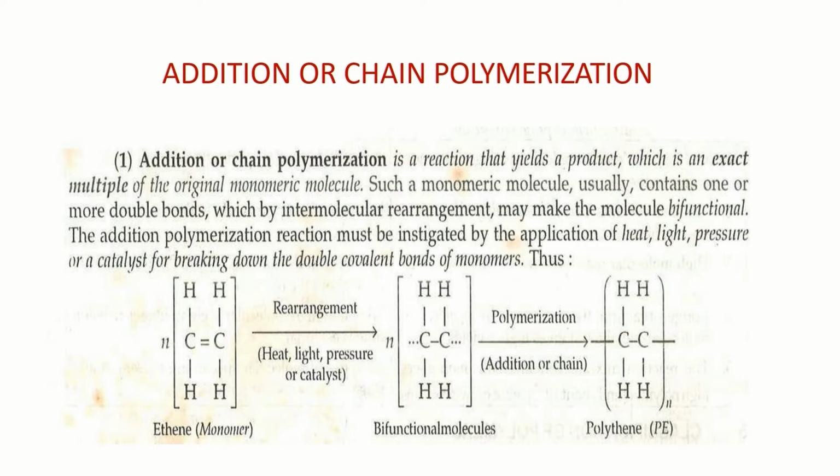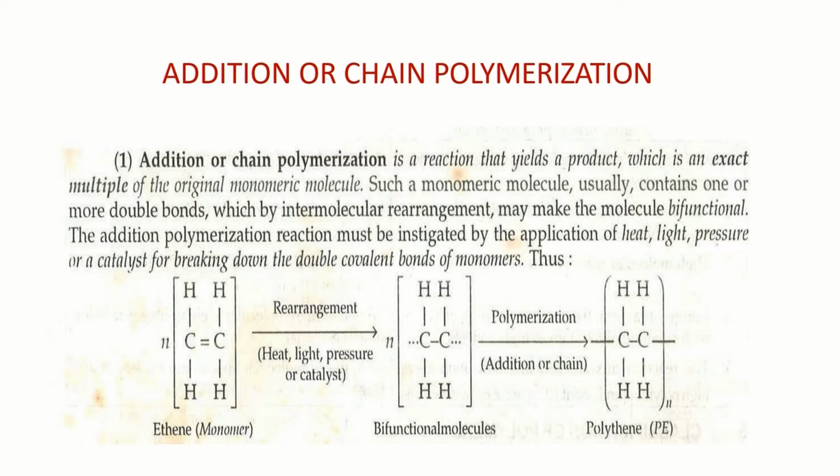In addition or chain polymerization, three conditions are satisfied. First, only one type of monomer is involved in the polymer reaction. Second, the product is exactly a multiple of the monomer. Third, no byproducts like HCl, H2O, methanol or ethanol are formed. The best example is the formation of polyethylene. In polyethylene, the monomer is the ethylene molecule, with molecular formula CH2=CH2. N molecules of ethylene are polymerized in the presence of temperature, pressure and catalyst to form polyethylene.